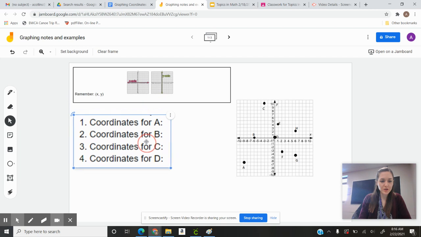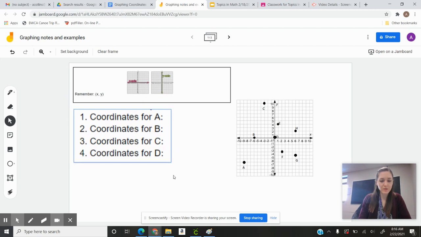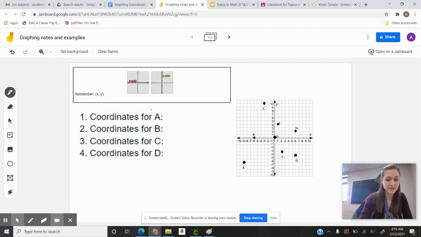So on questions 1, 2, 3, and 4, and 5, 6, 7, and 8 on your assignment, you're going to be looking for the coordinates for each of these points labeled on the graph. So A is right over here, B, C, and D. You're just looking for the X and the Y for each of those different letters.